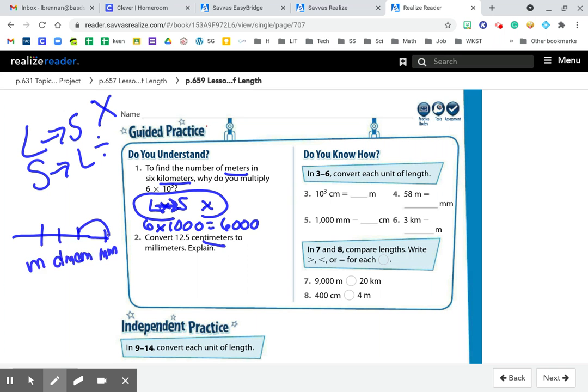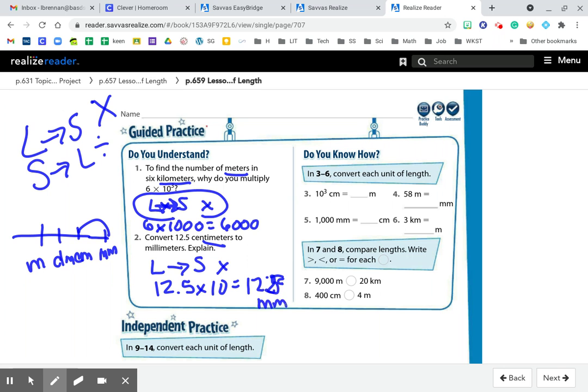So it's only going to be 10. And we're going to decide, are we going to divide or multiply, because they're right next to each other. So we are going from a larger unit to a smaller unit. So we're going to multiply. And they're right next to each other, so we multiply by 10. So we get 125 millimeters.